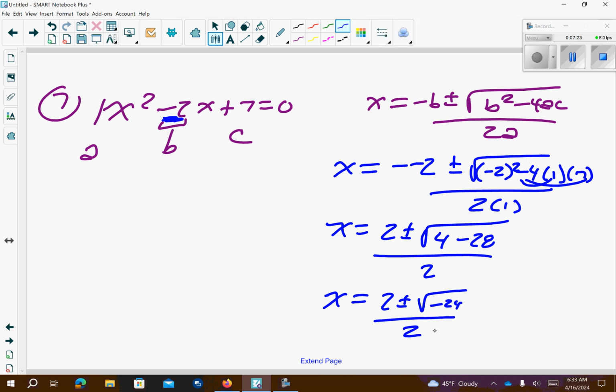Okay, so at this point, because I have a negative underneath the square root sign and I can't get rid of it, the answer is no real solution. That only takes place when you've done all of the math underneath the radical. It becomes a negative number, you write no real solution.